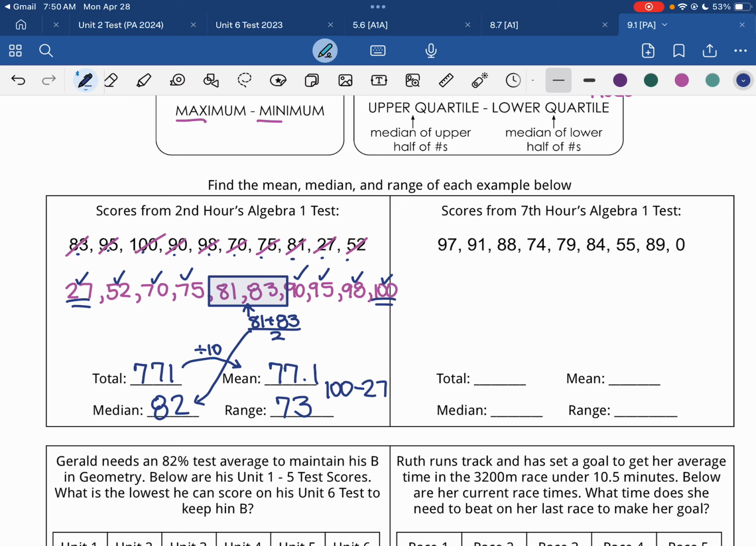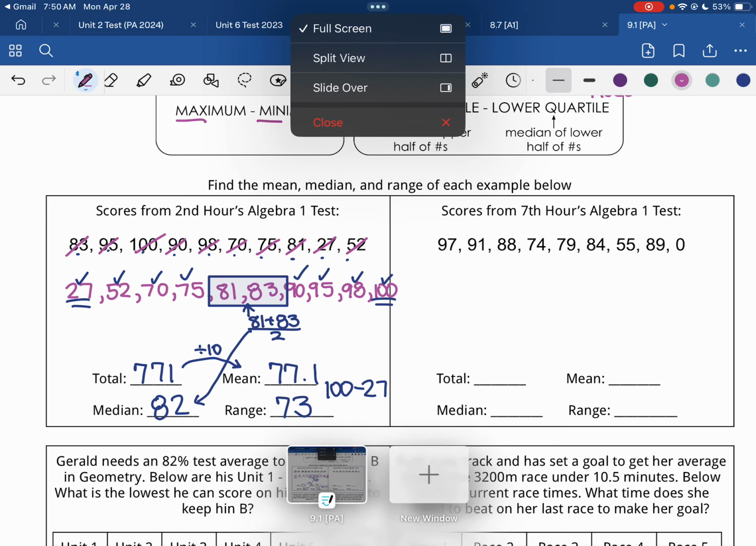Okay, we're going to practice the same thing on example 2. These are scores from a different Algebra 1 class. First one was 2nd hour, this one's 7th hour. We're going to do the same idea though, where I'm going to add all of them up first, okay?